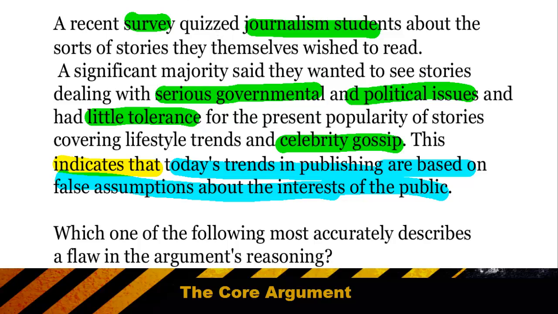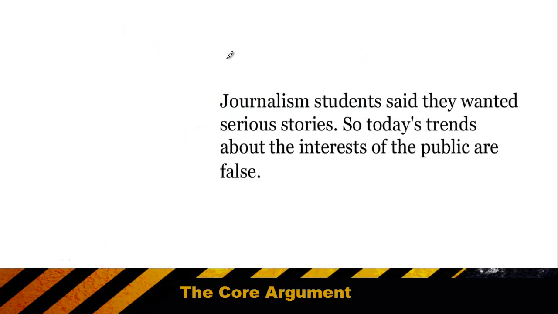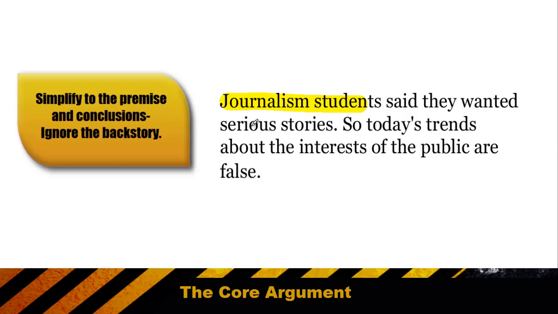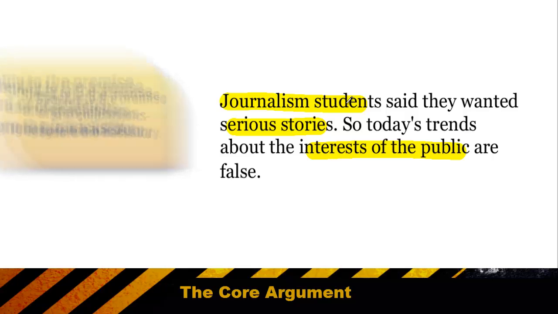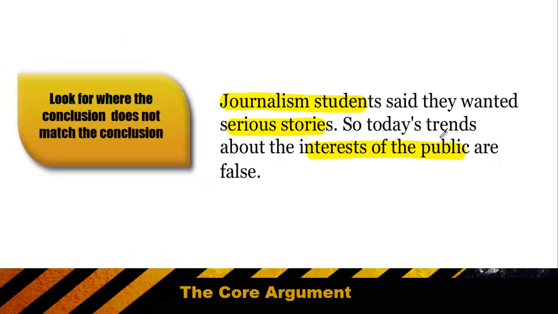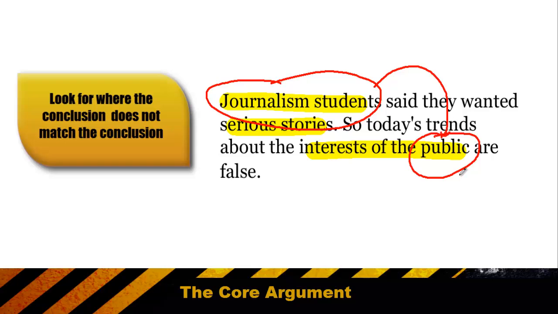So I could at least mentally rewrite the passage like this. Journalism students said they wanted serious stories, and from that I make a conclusion about the interests of the public. Now, and especially if you've watched our short video on suppressed premises, you can see the jump. Our conclusion is about the public, but our evidence is about journalism. So there's some kind of flaw in thinking that what journalism students think, that represents what the public wants.